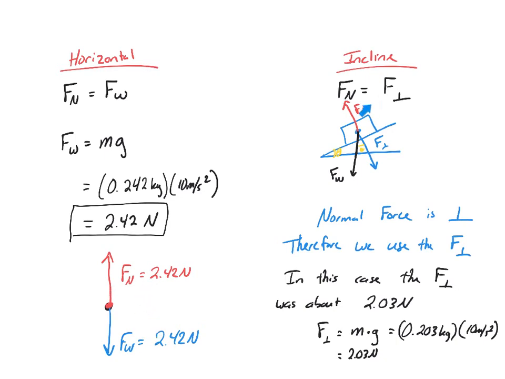However, when it's on an incline, the normal force is no longer equal to the downwards weight force, it's equal to the perpendicular force. So normal force would be equal to this component of the weight force. Since it's a component, we know that that perpendicular force will be less than the full downwards force, because this would be the hypotenuse of the triangle. The legs would be smaller. In this case, the perpendicular force is about 2.03 newtons. Doing the same logic, we can take the mass of the scale read in kilograms, times 10 meters per second squared to get the force in newtons.